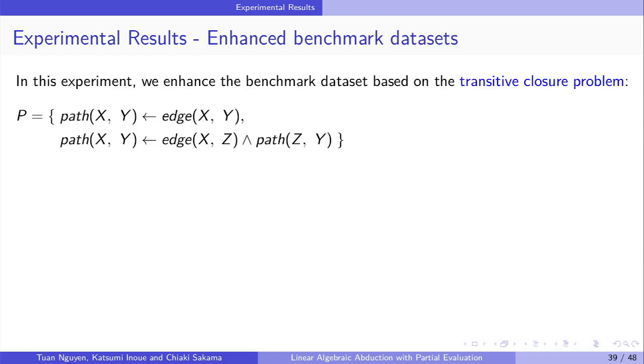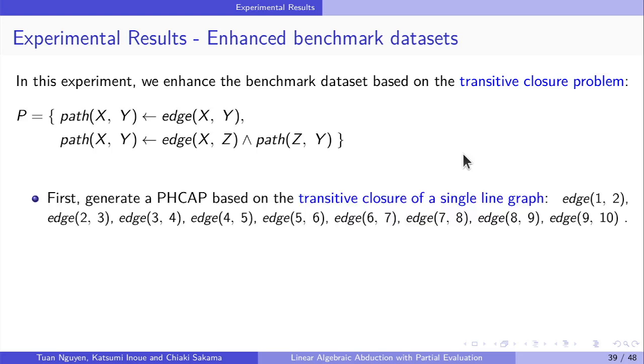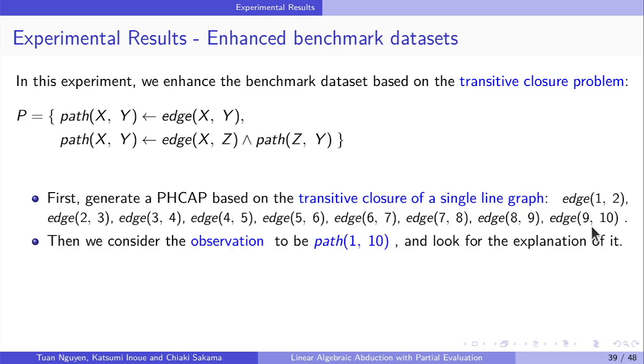So we try to enhance the benchmark dataset to show our performance better. In this experiment, we enhance our benchmark dataset based on the transitive closure problem, and we generate a graph based on a single line graph like this. Then we consider the observation to be the path 1 to 10 and look for the explanation of it.